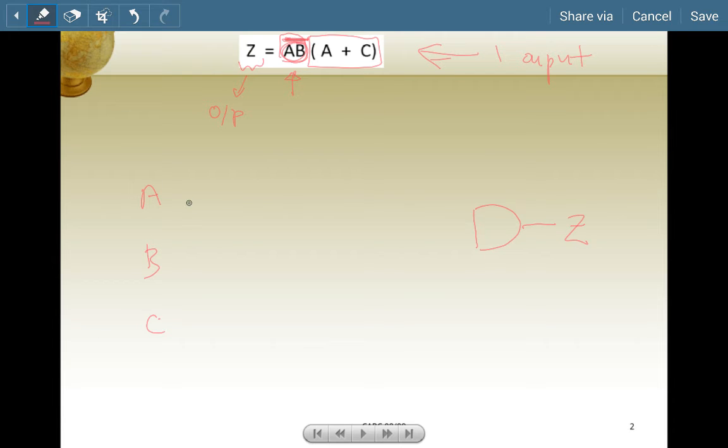So let's draw A AND B first. This is my A, this is my B. Let's AND them together. This is my A AND B, this is my AB. And you want to invert the entire thing. So how do you draw the inversion? You use an inverter to transform AB to AB bar. That concludes this portion of the input.